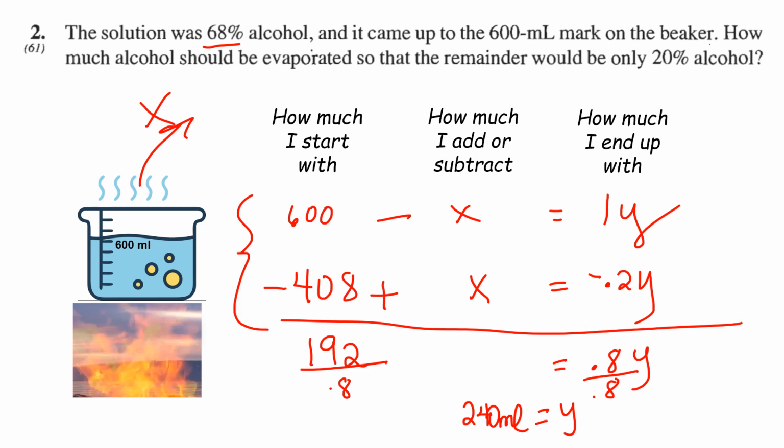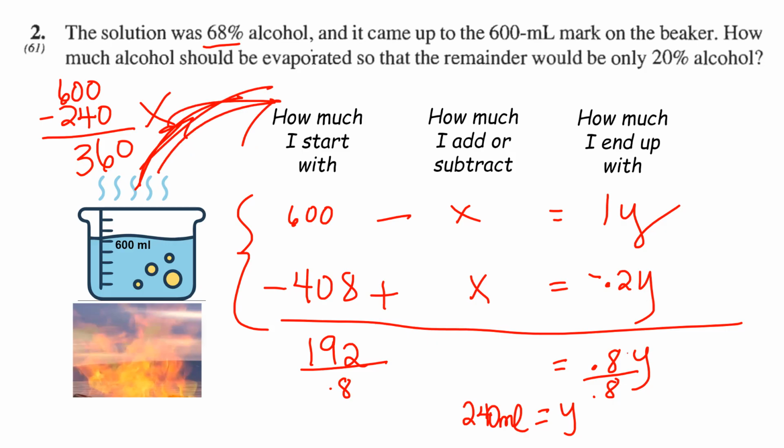And so the question is, how much alcohol should be evaporated? Well, that's not the answer because that's how much I end up with. So how much alcohol should be evaporated is X. So 240 is what I'm left with. I started with 600. So 600 minus 240 is how much I evaporated out. So that would be 360 milliliters I evaporated out so that I would end up with 240 milliliters, which would be 20% alcohol. So the answer is 360 milliliters.